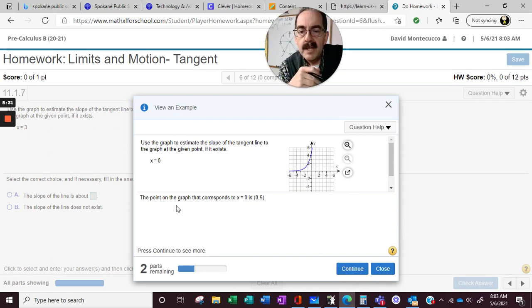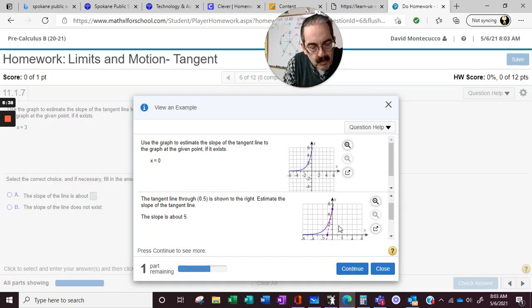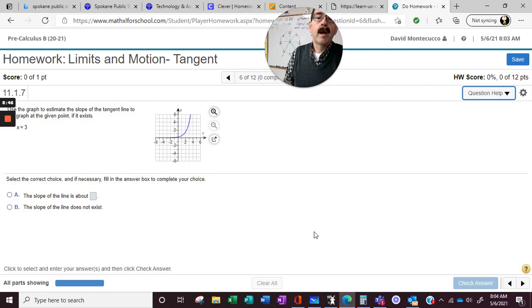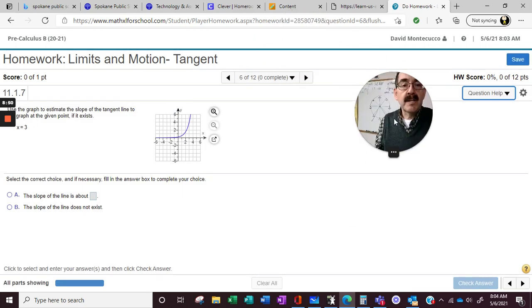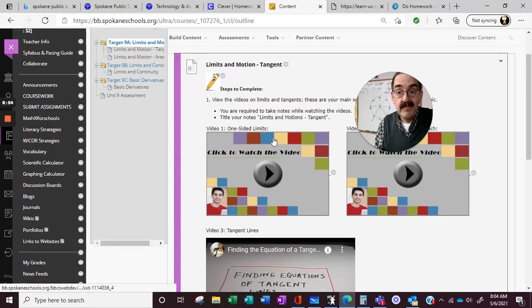the tangent. The point of the graph corresponds to x equals 0, 0, 5. Now we want to talk about these tangent lines. What happens at that particular point in time? So I think the best thing we could do, you can go ahead and start these problems, but that's not as important as watching every video. There's not very many videos.